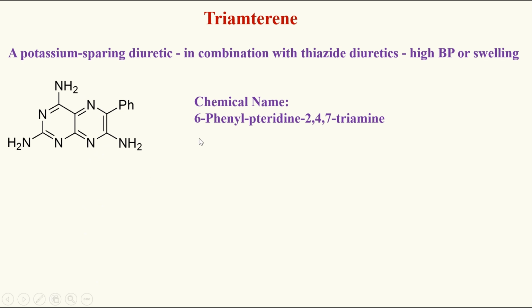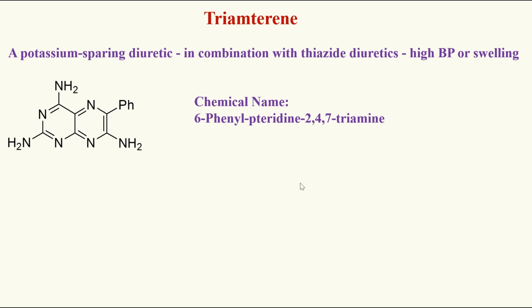Chemically, I can number this from here: 1, 2, 3, 4, 5, 6 and 7. At the sixth position, there is a phenyl group: 6-phenyl-pteridine-2,4,7-triamine. How can we synthesize this?